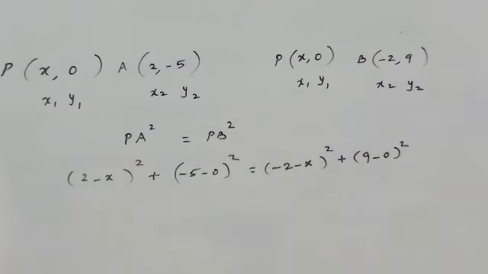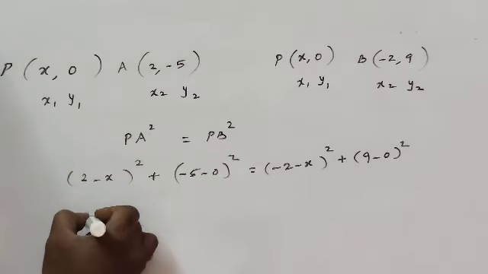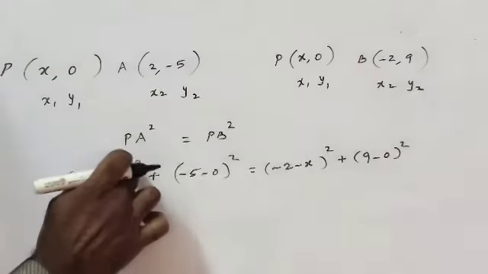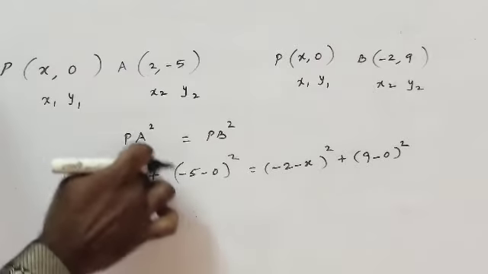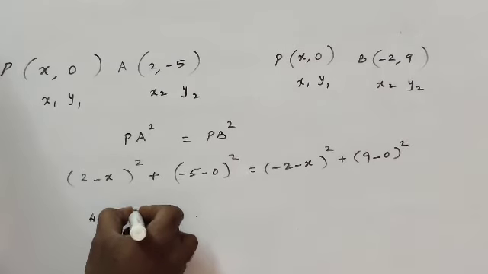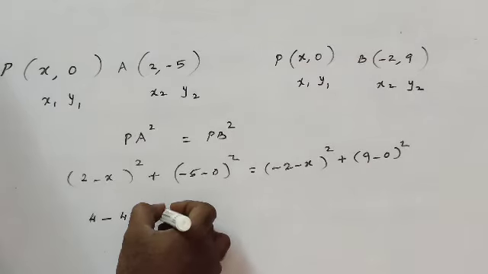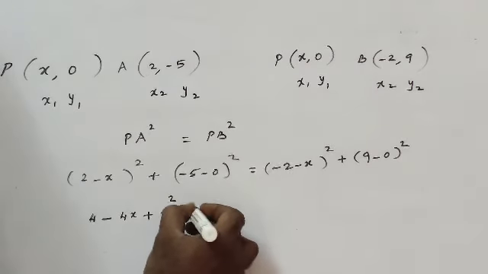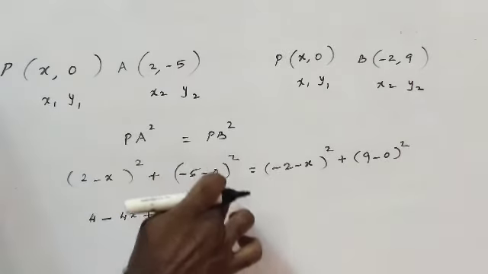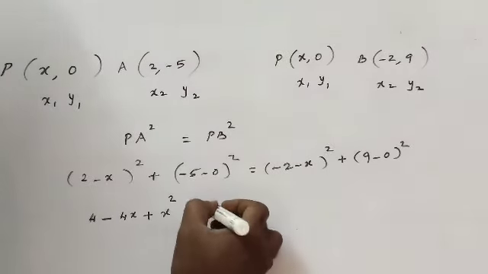2 minus x whole square, we can expand it like the a minus b whole square formula. A square, that is 2 square, 2 square means 4, minus 2ab, 2 into 2, 4, 4 into x, 4x, plus b square, here b is x, b square means x square, plus minus 5 minus 0, that is minus 5, squaring of minus 5 gives plus 25.